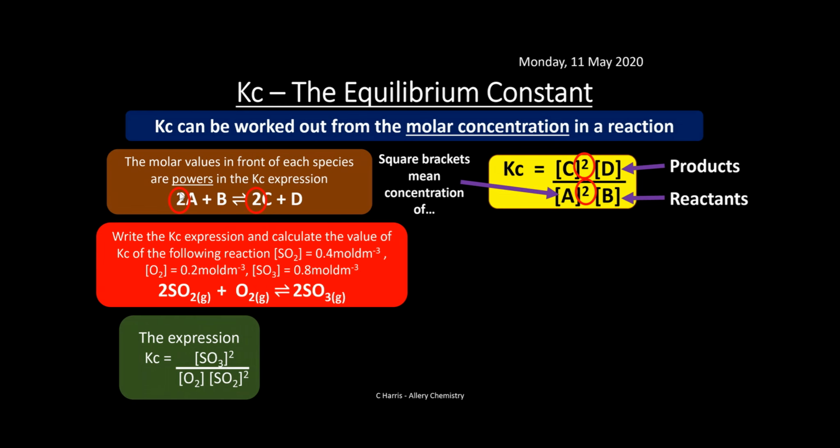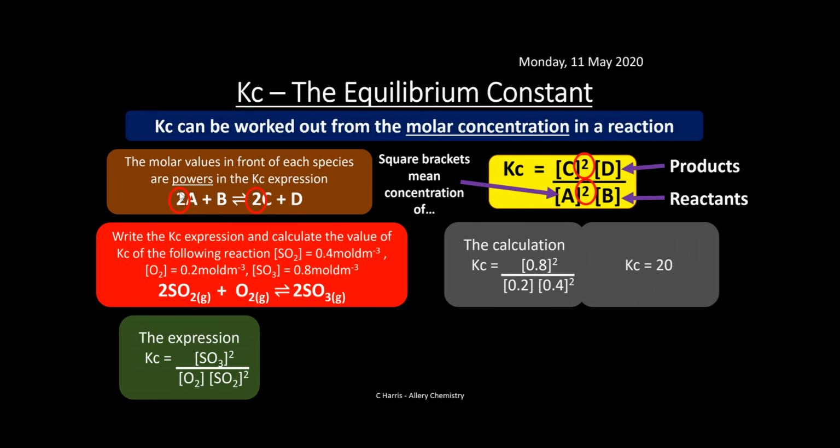So the expression is going to be products divided by reactants. Our product is going to be SO3, and because we've got a 2 in front of the SO3, we're going to do SO3 squared in our Kc expression. Our reactants go on the bottom, so we've got O2 and SO2 squared. The reason why it's SO2 squared is because we've got two SO2 molecules in our original equation. So that's our expression. Now we've just got to do the calculation.